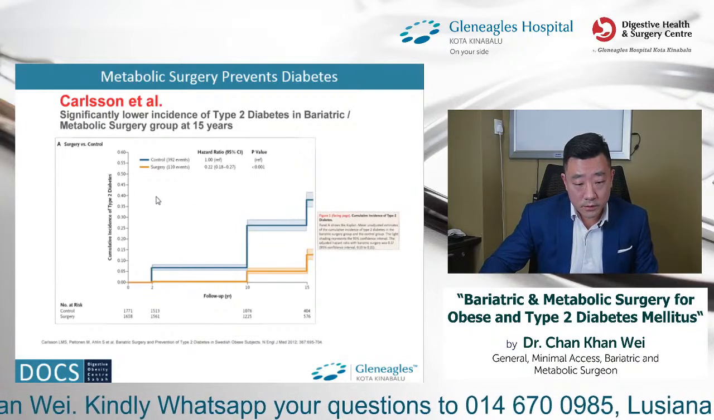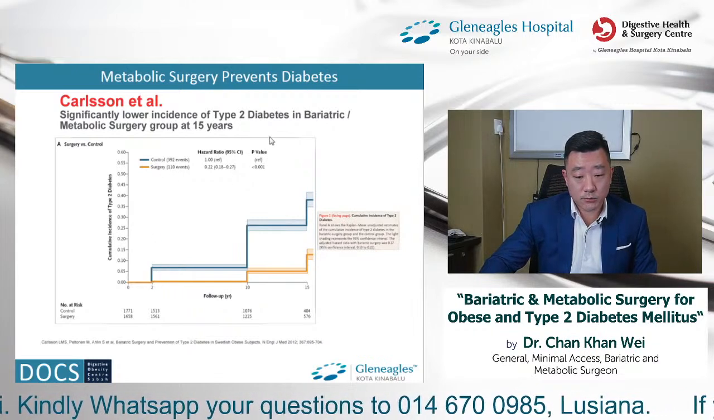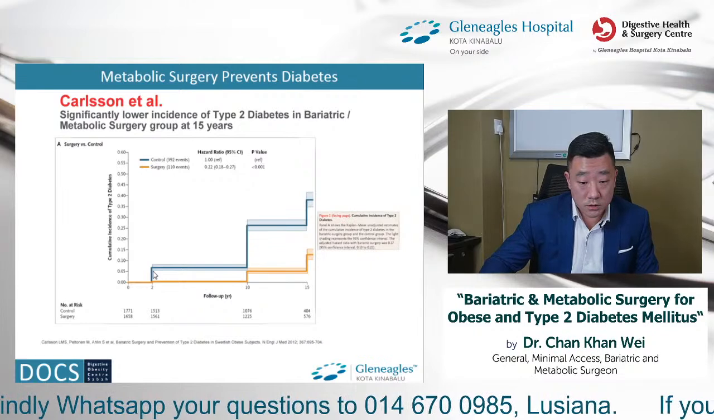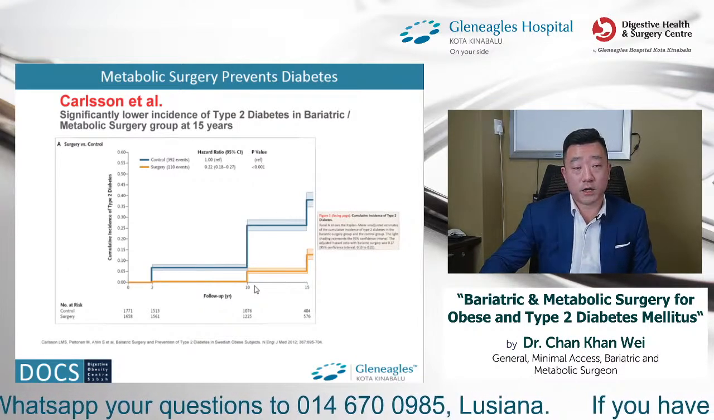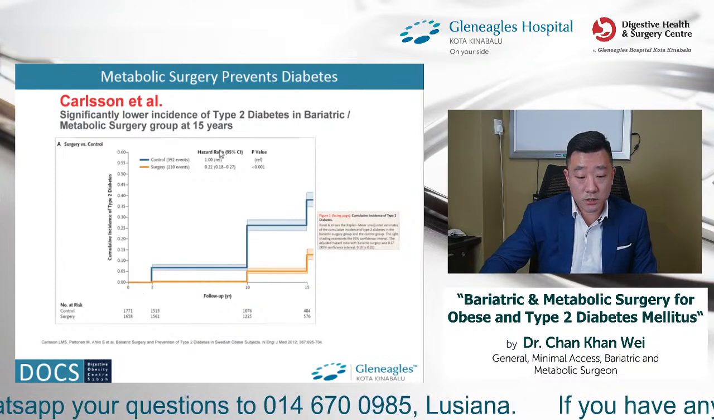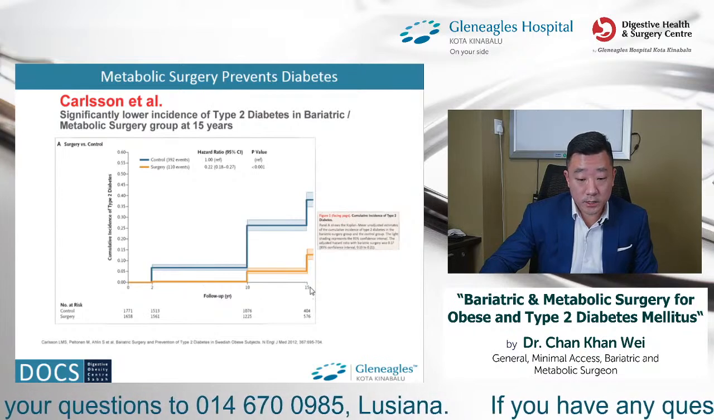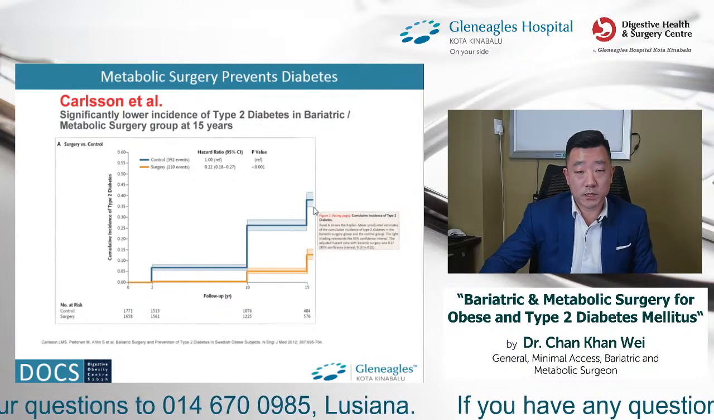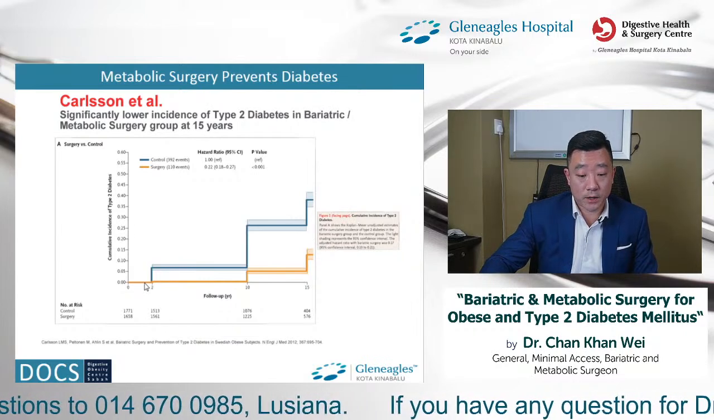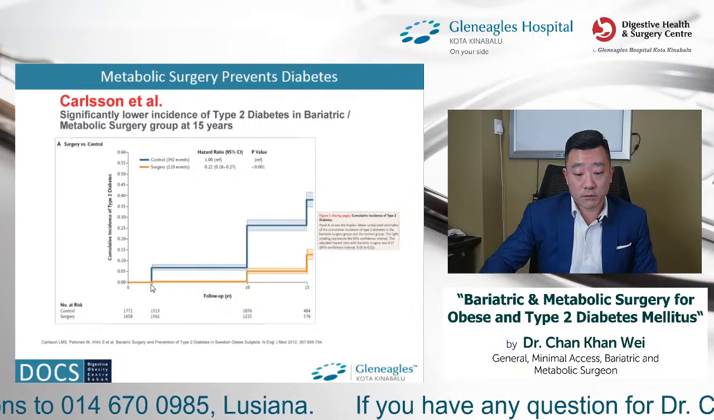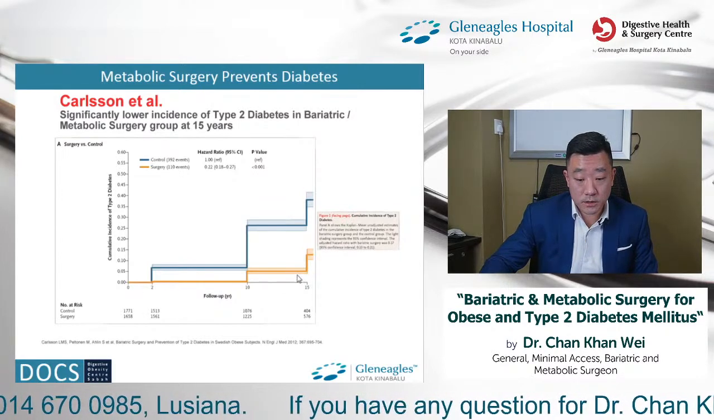So in this study, we also found that there's a low incidence of type 2 diabetes mellitus in patients who undergo surgery before they develop diabetes mellitus. So in obese patients of BMI more than 30, when they are followed up for the next 15 years, almost 40% will develop diabetes mellitus. But patients who have not developed diabetes and have gone through bariatric surgery also have a lower incidence of diabetes mellitus, as seen here in the graph.